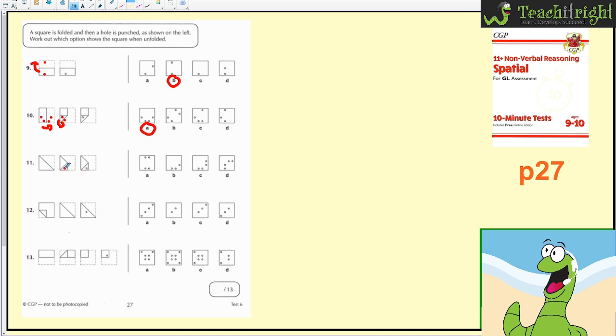Again, let's copy that dot over. Let's think, how has this one changed from here? Just a dot. How has this one changed? However, we've got this corner unfolding, so that dot's going to get copied over here. So now we've got these two.